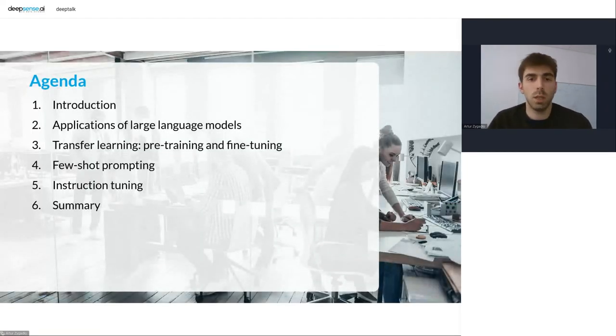Let me start with an agenda of the talk. First, there will be a short introduction to the topic. Then we will go through several applications of LLMs. Then I will cover the topic of transfer learning, which is the approach to training the models, consisting of actually two stages, pre-training and fine-tuning. Then we will go through the topics of few-shot prompting and instruction tuning, which are the more modern ways of training and operating with the models. And then at the end, I will conclude with a summary slide.